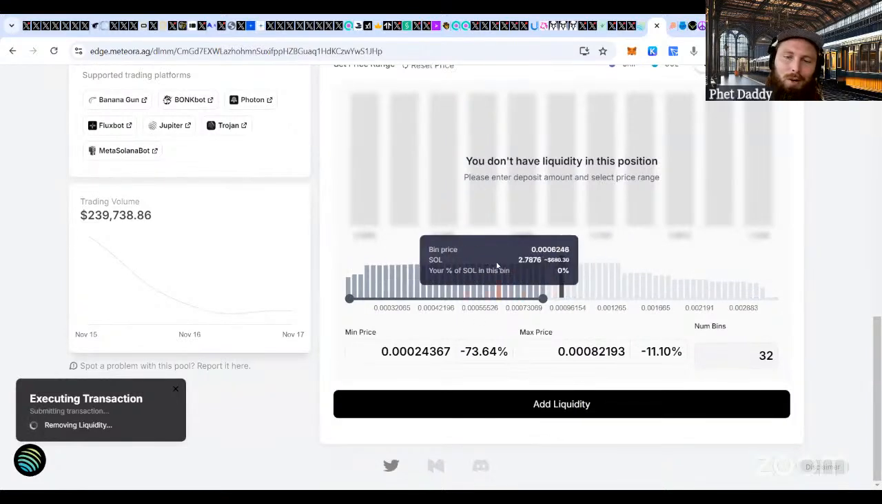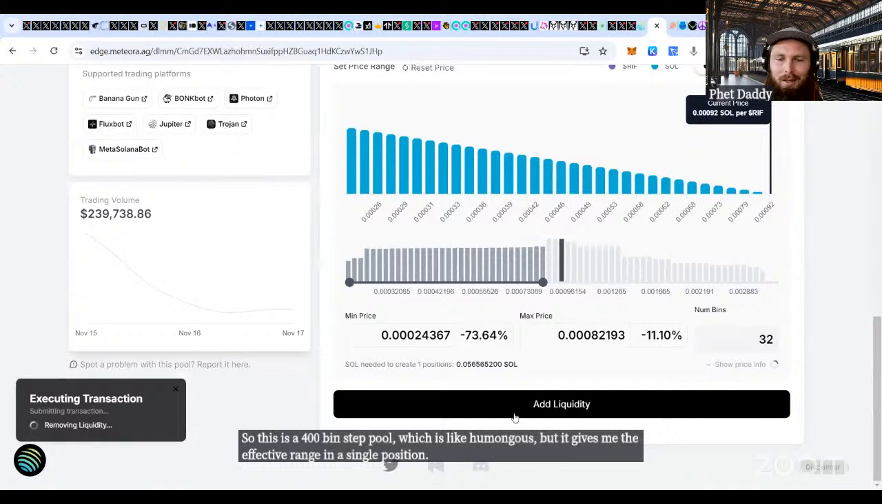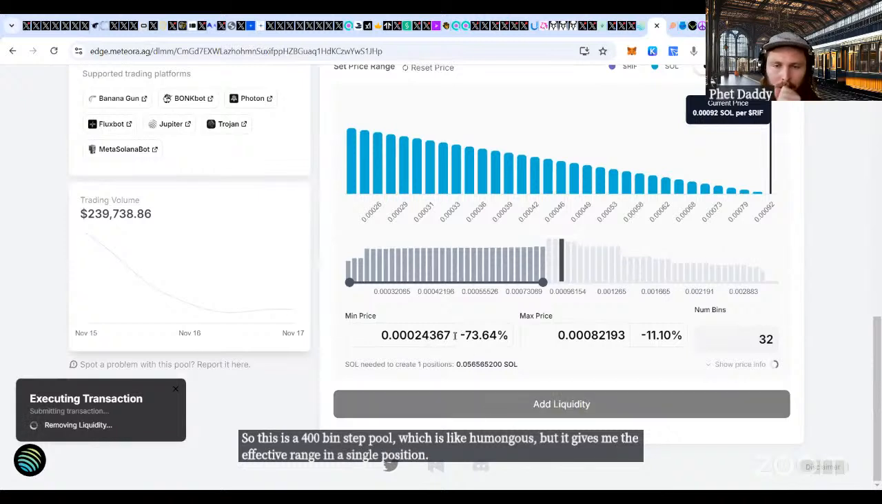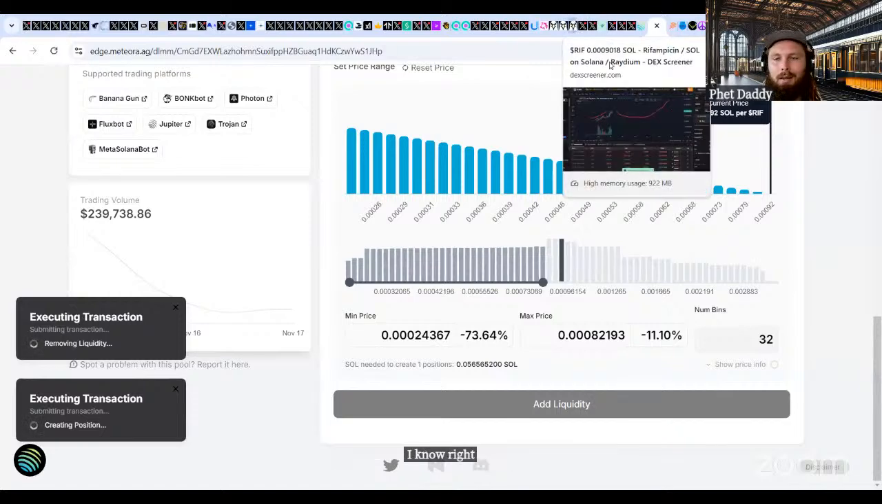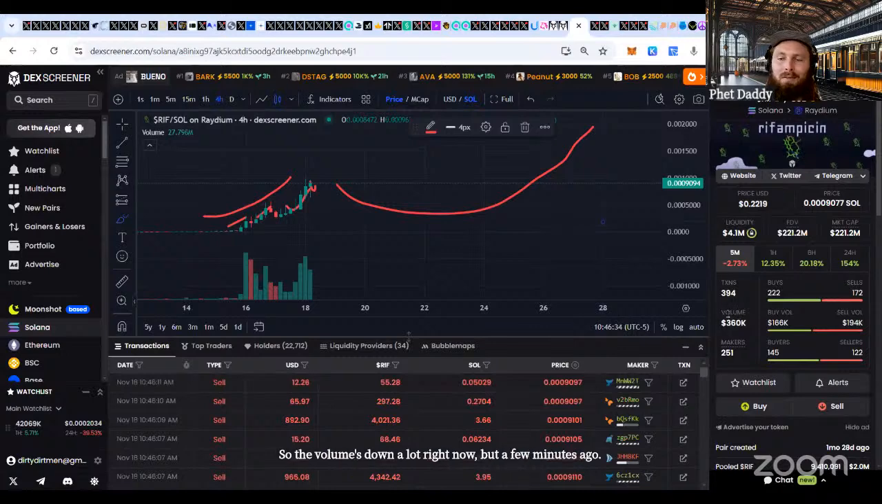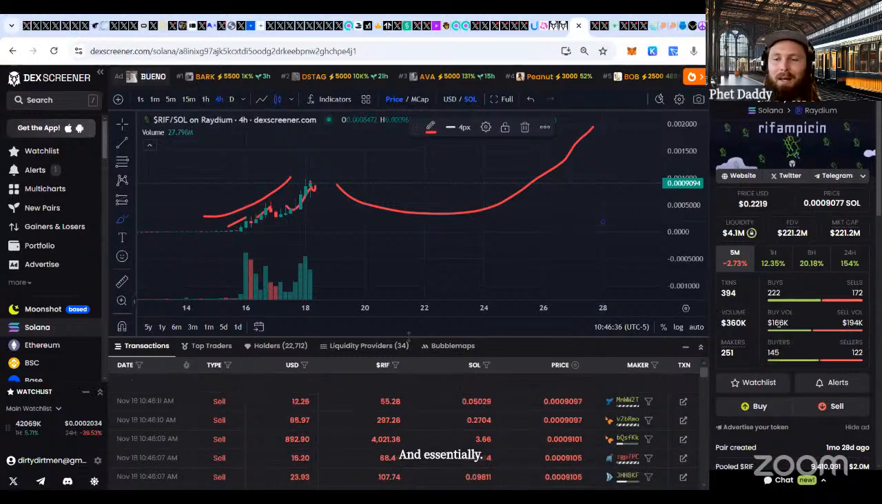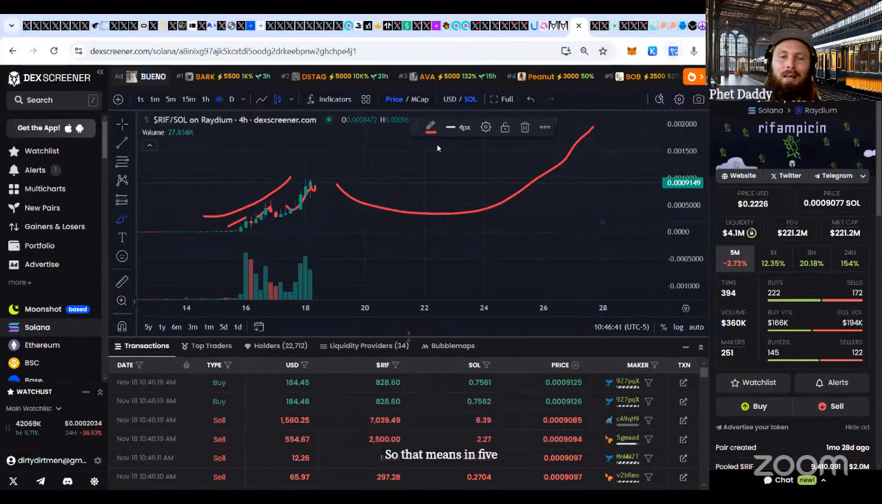So this is a 400 bin step pool, which is humongous, but it gives me the effective range in a single position. If this retraces 70%, the reason I can do this with high consistency is because I know right now that there are people buying the heck out of this coin. The volume's down a lot right now, but a few minutes ago, it was at 1 million in the last 5 minutes. It's essentially half buying and half selling because price was stagnant. So in 5 minutes, people bought $500,000 worth of this coin at a market cap of 200 million.